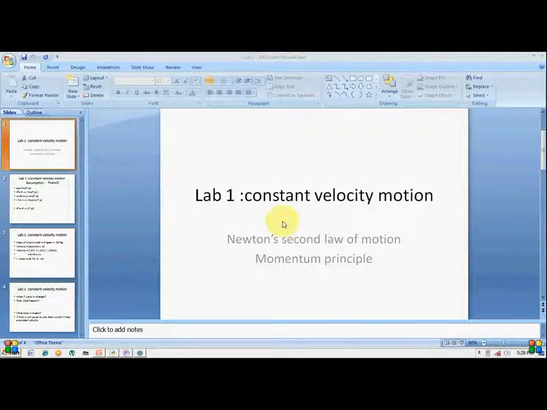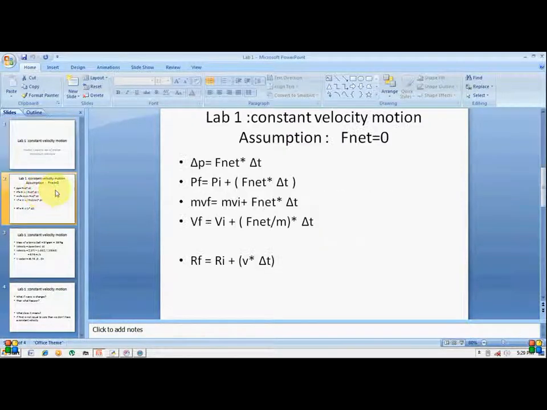Hi, this is Lab-1: constant velocity motion, using Newton's second law of motion and the momentum principle. For a constant velocity motion, we assume that F net is equal to 0, and the momentum principle is delta p equal to F net multiplied by delta t.